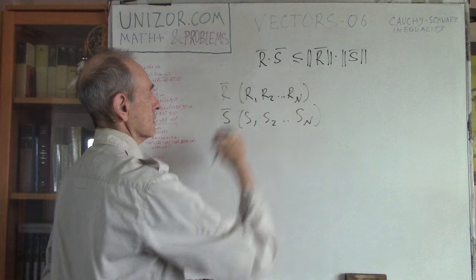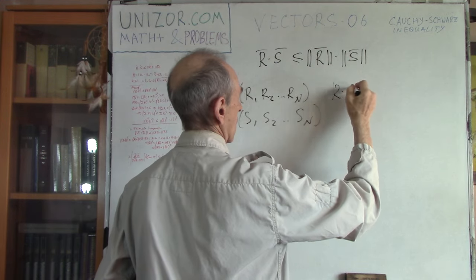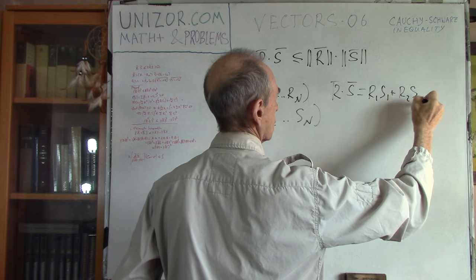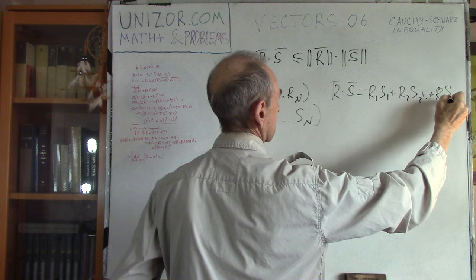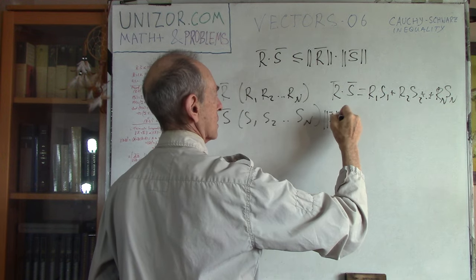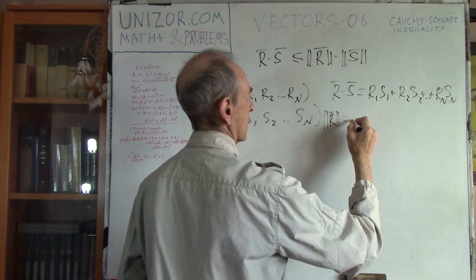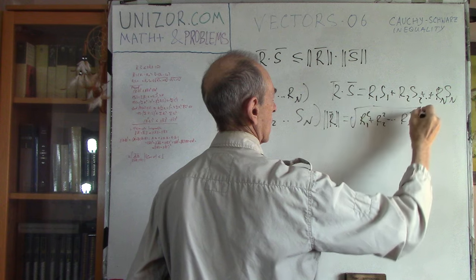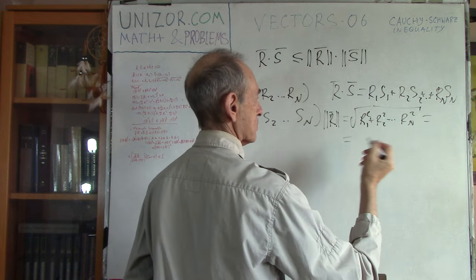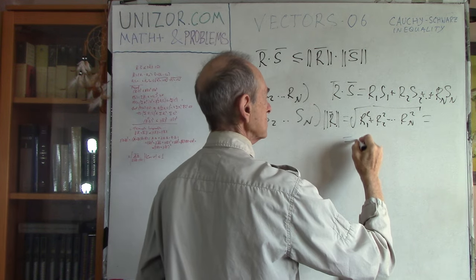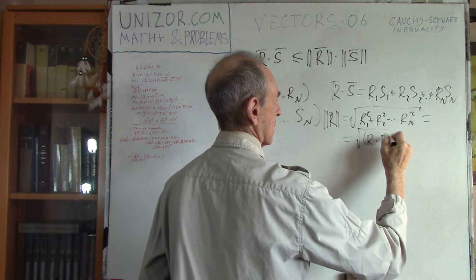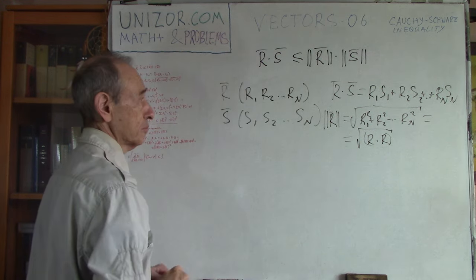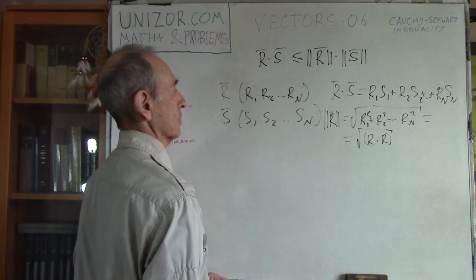The scalar product is r1 s1 plus r2 s2 plus etc. plus rn sn. Now the length of vector R is the square root of r1 square plus r2 square plus etc. plus rn square. Or sometimes we say this is the square root of R times R, scalar product. And S would be analogous. So these are basically straight from the definition, and I will use them as is.